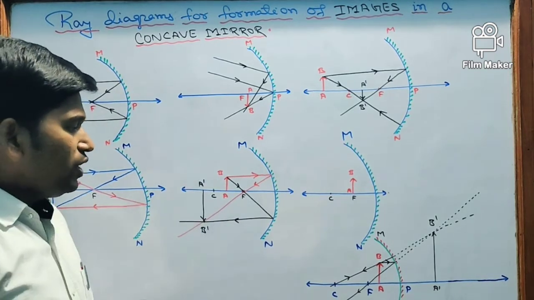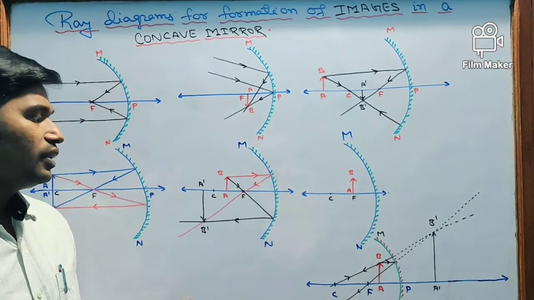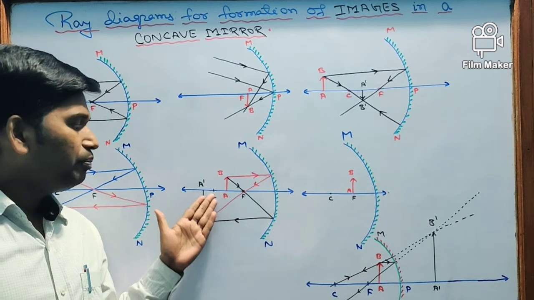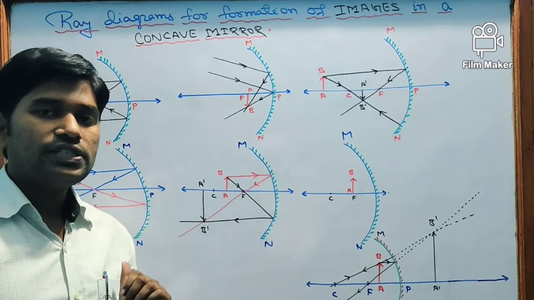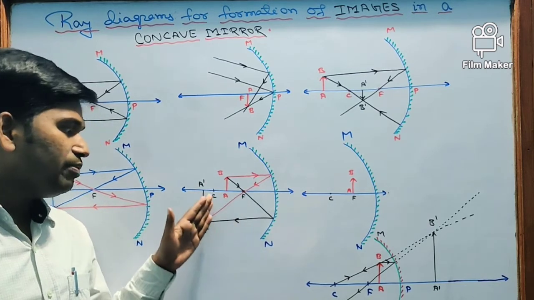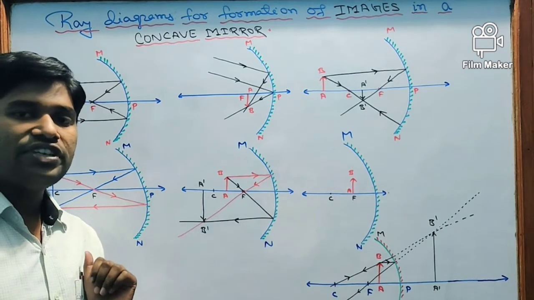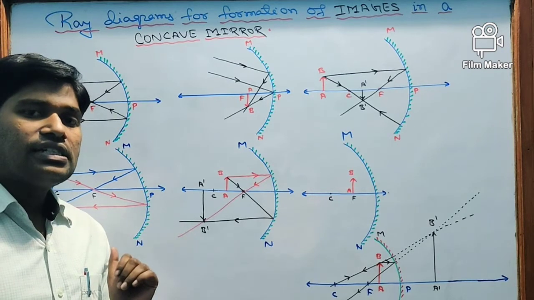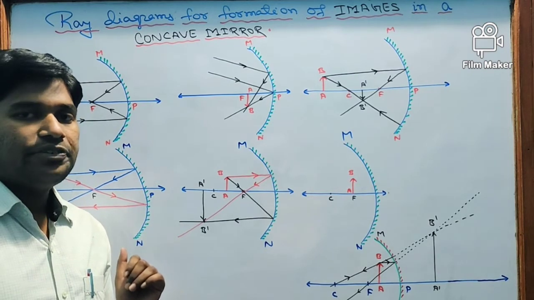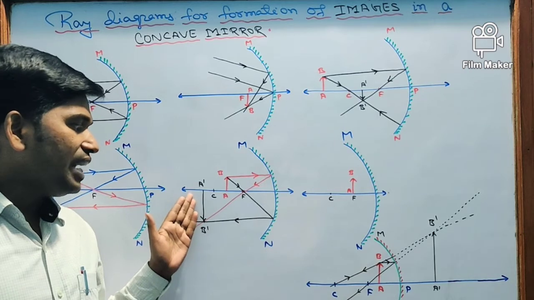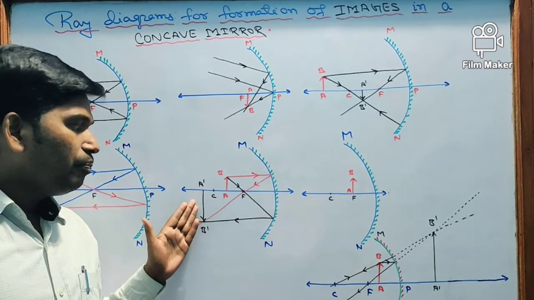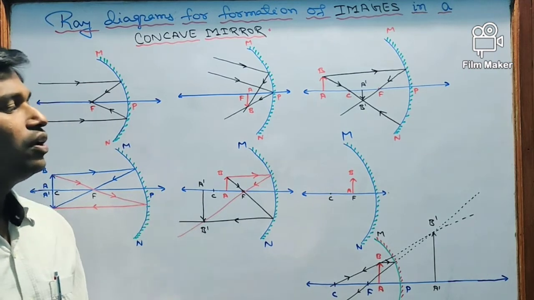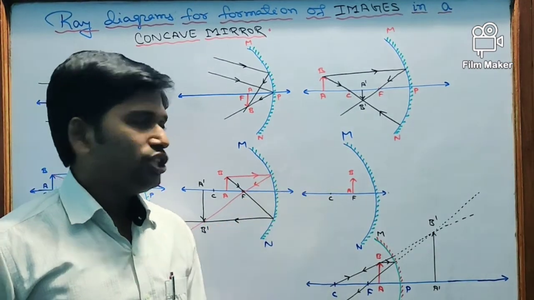So we can observe from this diagram the position of object is between center of curvature and focus. The position of image is beyond the center of curvature. The nature of image is real and inverted, and size is bigger than the object, means it is magnified.